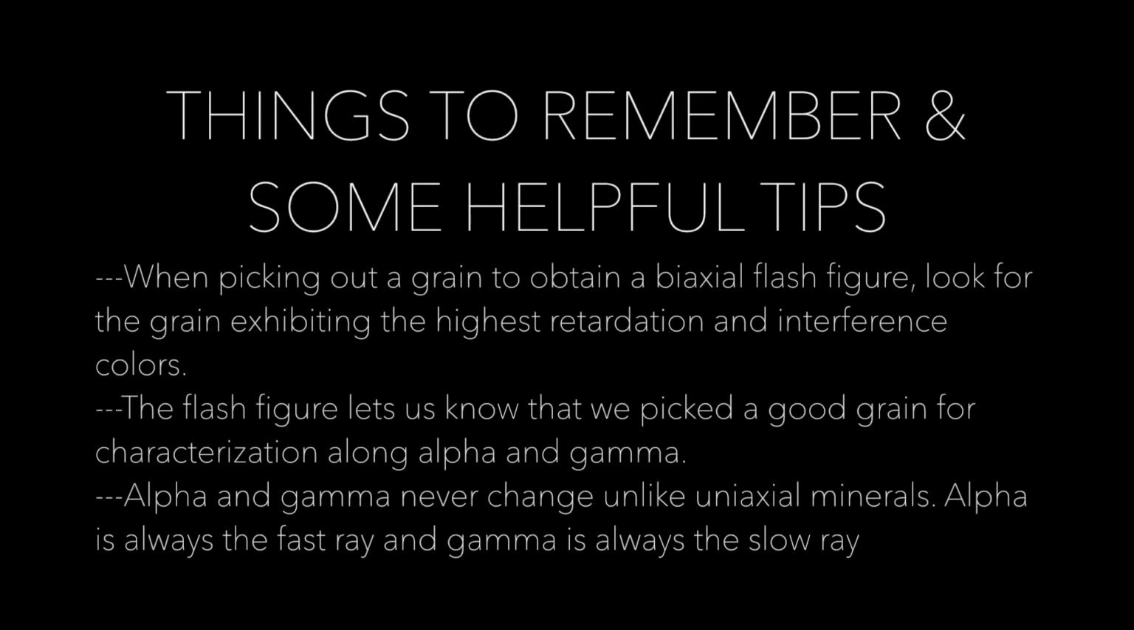Here are some things to remember and some helpful tips. When picking out a grain to obtain a biaxial flash figure, look for the grain exhibiting the highest retardation and interference colors. The flash figure lets us know that we picked a good grain for characterization along alpha and gamma. Alpha and gamma never change, unlike uniaxial minerals. Alpha is always the fast ray and gamma is always the slow ray.